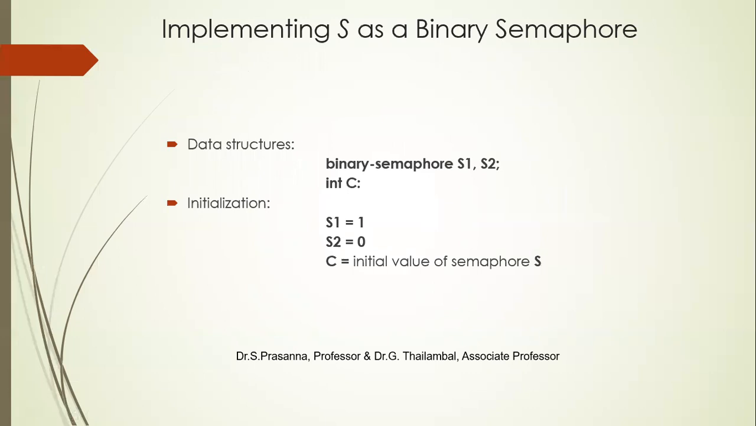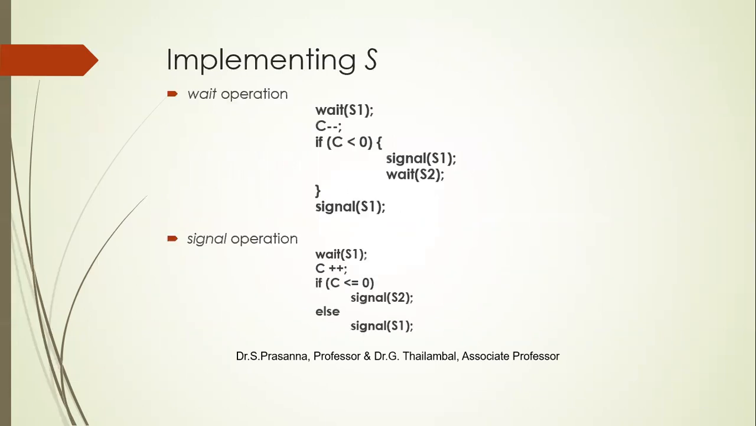Implementing S as a binary semaphore, the data structure is S1 and S2, the two variables, and the initialization is S1 equal to 1, S2 will be 0. If S1 is 0, S2 will be 1. C equals the initial value of the semaphore. So the wait operation: C is a variable. In the previous producer consumer problem example, we used counter as a variable, and here they have used C as a variable.